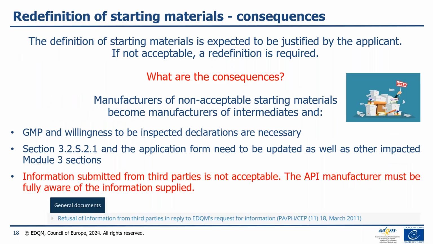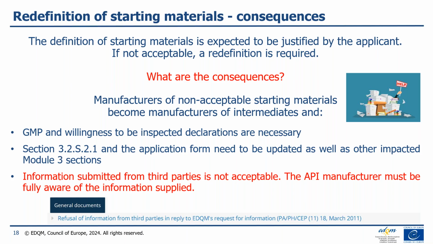And what are the consequences of this? The definition of the starting materials is expected to be justified according to ICH Q11, and of course, if not acceptable, a redefinition is requested. This means in practice that manufacturers of non-acceptable starting materials become manufacturers of intermediates, and by this it means that declarations of manufacture according to GMP and a willingness to be inspected will have to be provided by the companies manufacturing these compounds.